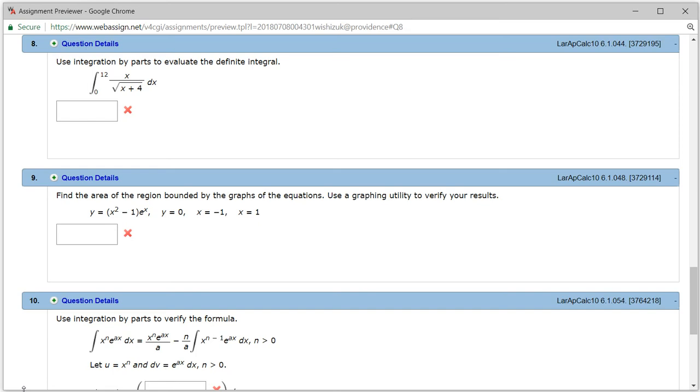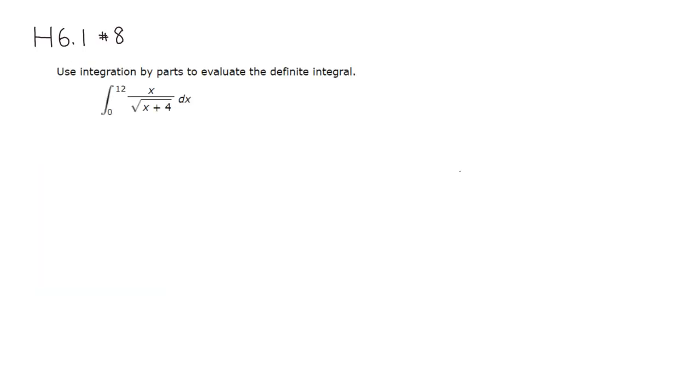All right, let's look at homework 6.1, problem number 8. Let's evaluate this definite integral here. The first thing I would do is rewrite it as the integral from 0 to 12. I'm going to have x to be my first guy.